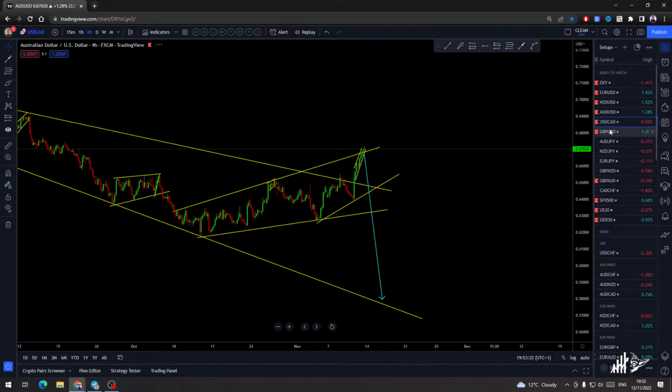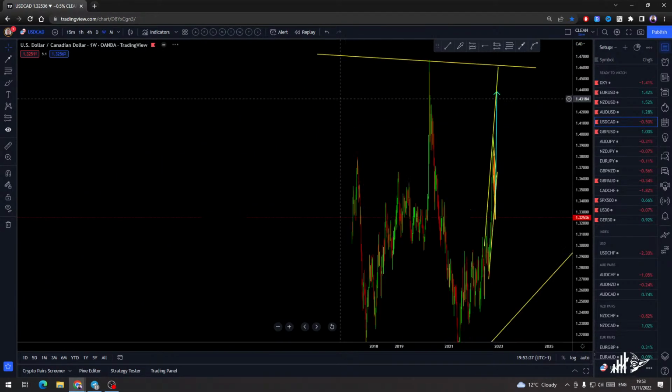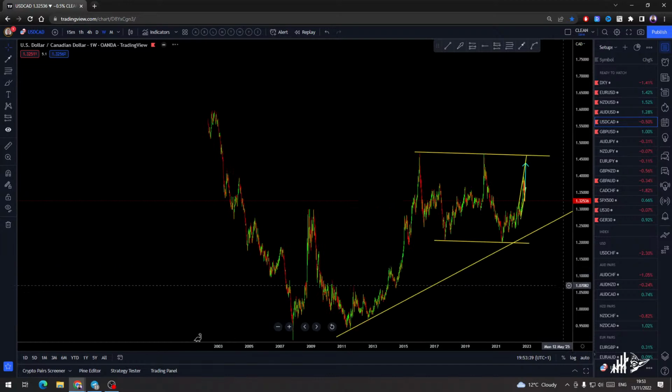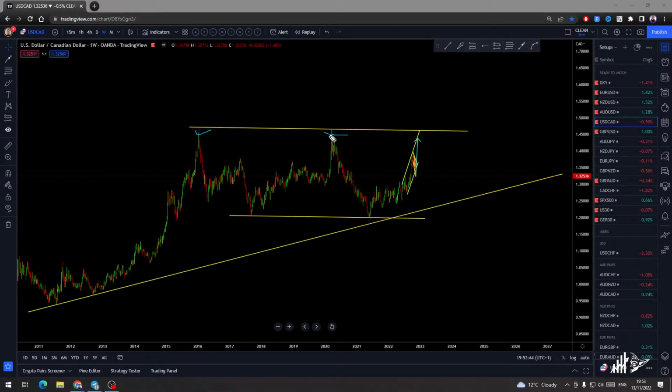AUD USD, so wait for sell. USD CAD same there. That's going to probably build more buy. We are in this huge structure over there if you watch. Okay, so I think we will still come back and test those highs over there. That's what I'm expecting, that we will come and tag the high.